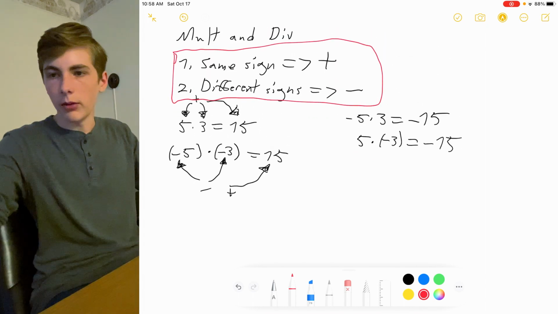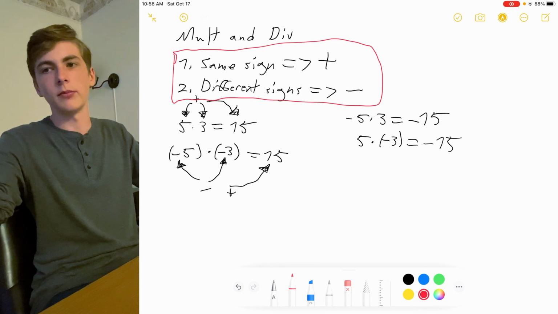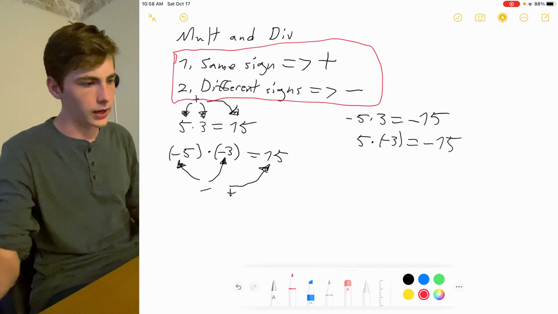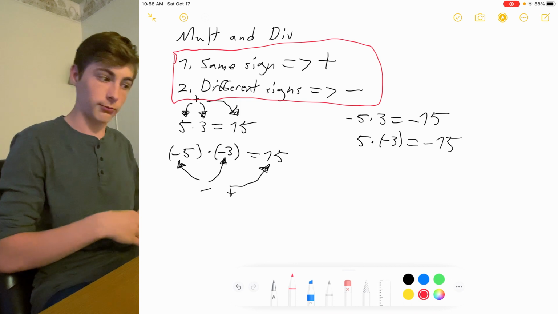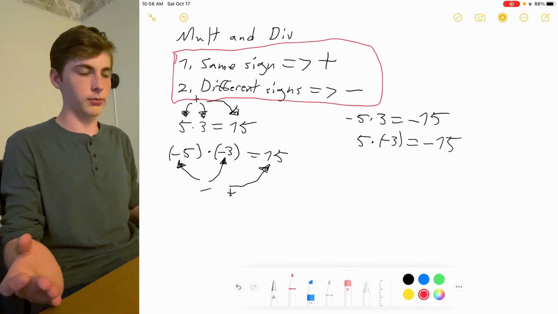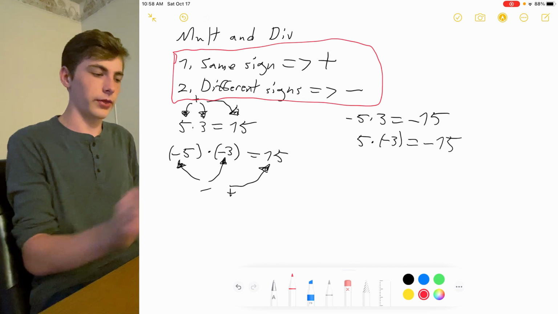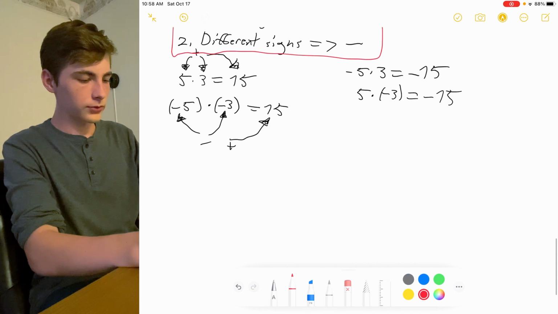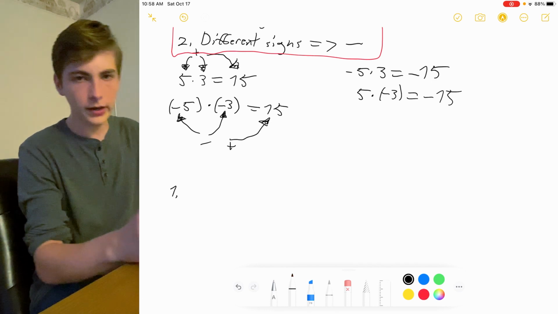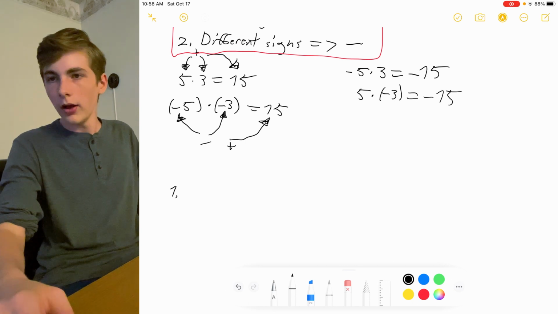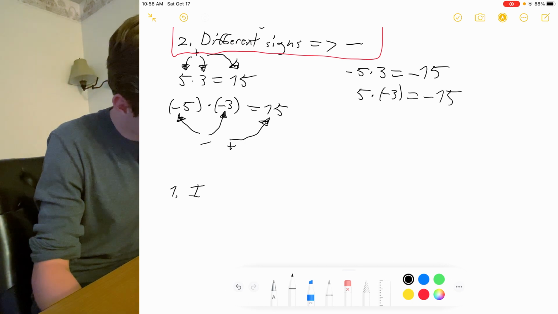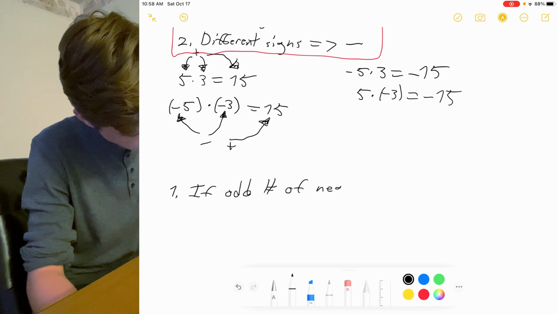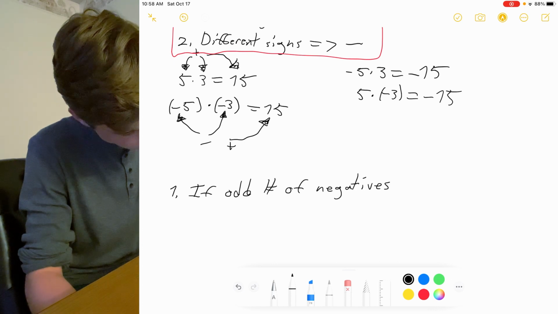Let's say you're going to multiply a bunch of numbers at the same time, right? Like, 3, 4, 1,000. And you want to figure out, is the answer going to be negative or positive, right? Because these are all different numbers. Some of them are positive, some are negative. What's the answer going to be? And so then these 2 rules aren't going to matter as much. Instead, we're going to have a couple of other rules. So when we're multiplying and dividing a lot of numbers, more than 2, then if there's an odd number of negatives, then the answer is going to be negative.